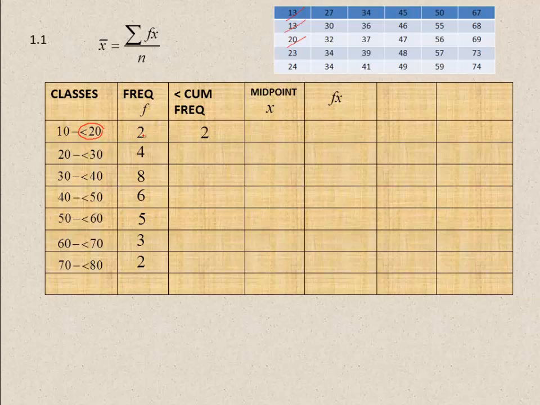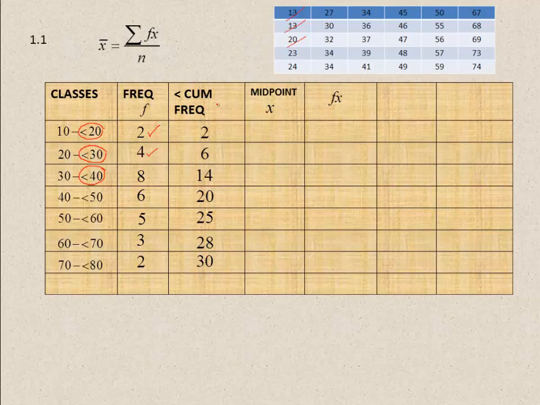There are 2. Then I go to the next stage and I say, how many are less than 30? Is this 4? That's correct. But the 2 is also less than 30, so this becomes 6. How many are less than 40? All of this is less than 40, and that's where I get 14. How many are less than 50? It's all of this. By now you can see the pattern, and you will continue until you come to the less than cumulative frequency, which ends off at 30. And remember, that is your sample size.